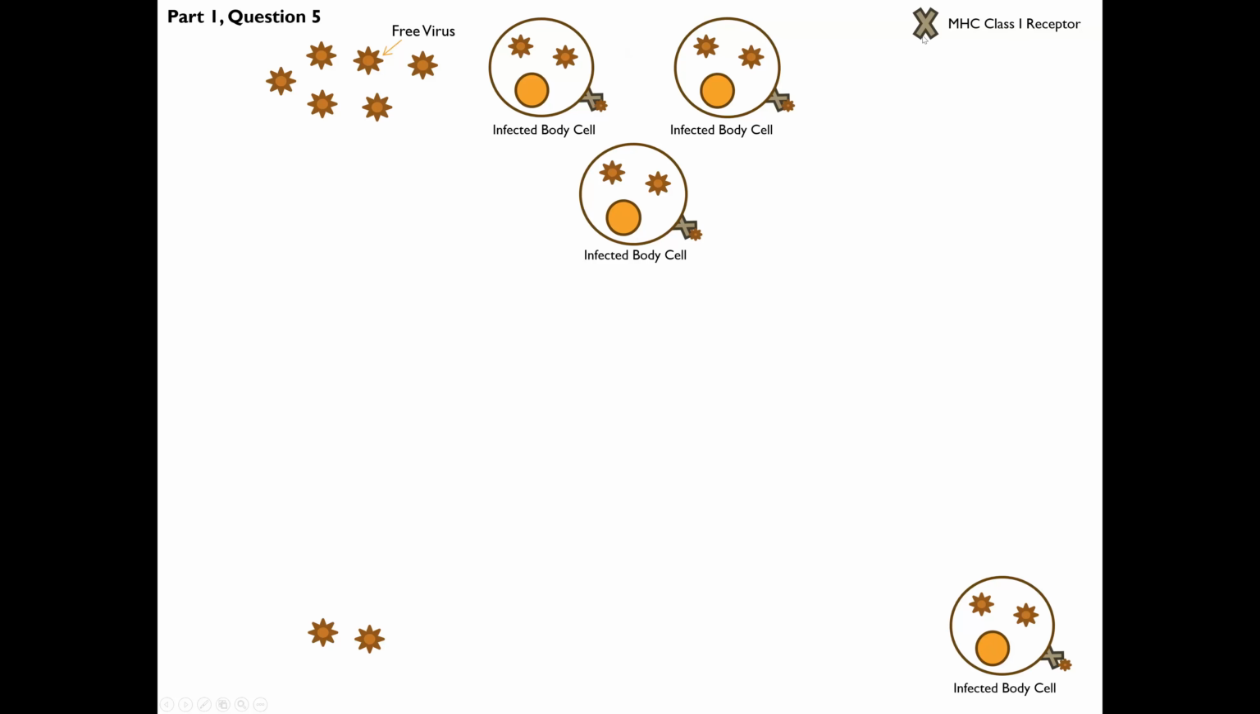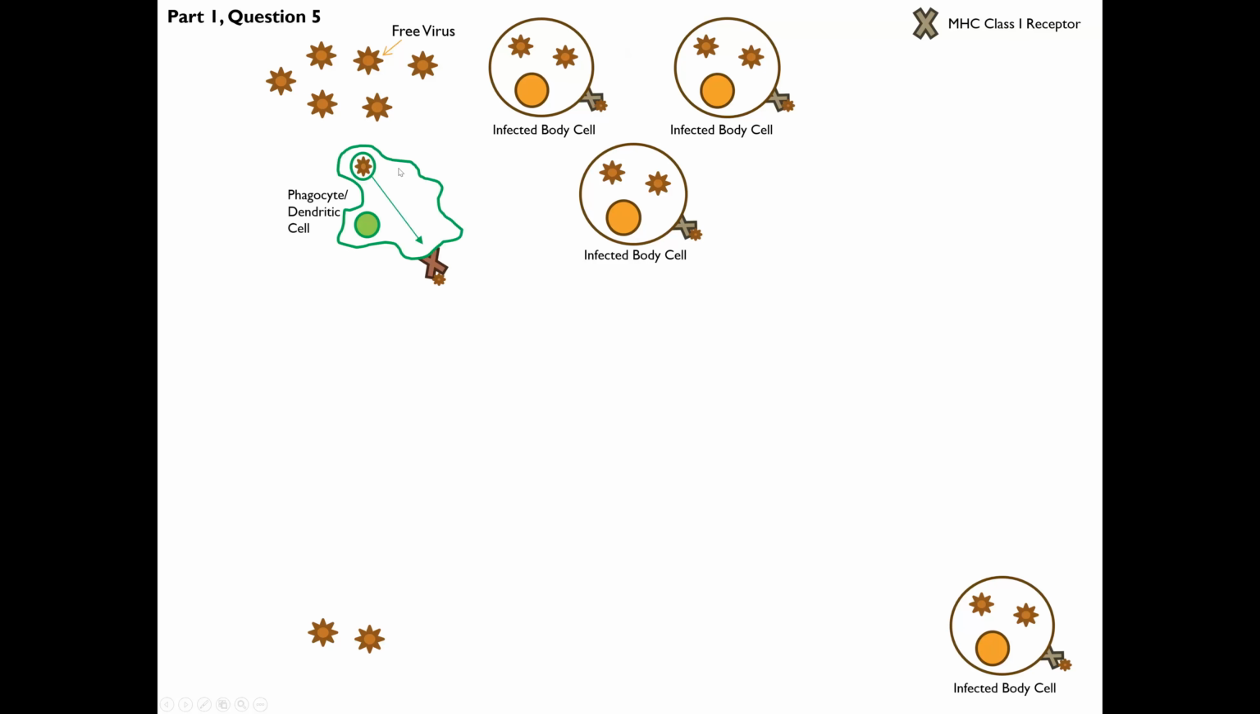So also I have a little key up here in the upper right corner. The first thing in my key are the MHC class 1 receptors. Remember, these are found on all nucleated cells in the body. So the infected body cells would also have this type of receptor. And when a body cell is infected, eventually pieces of a viral protein or viral antigen will get displayed in the MHC class I receptor.